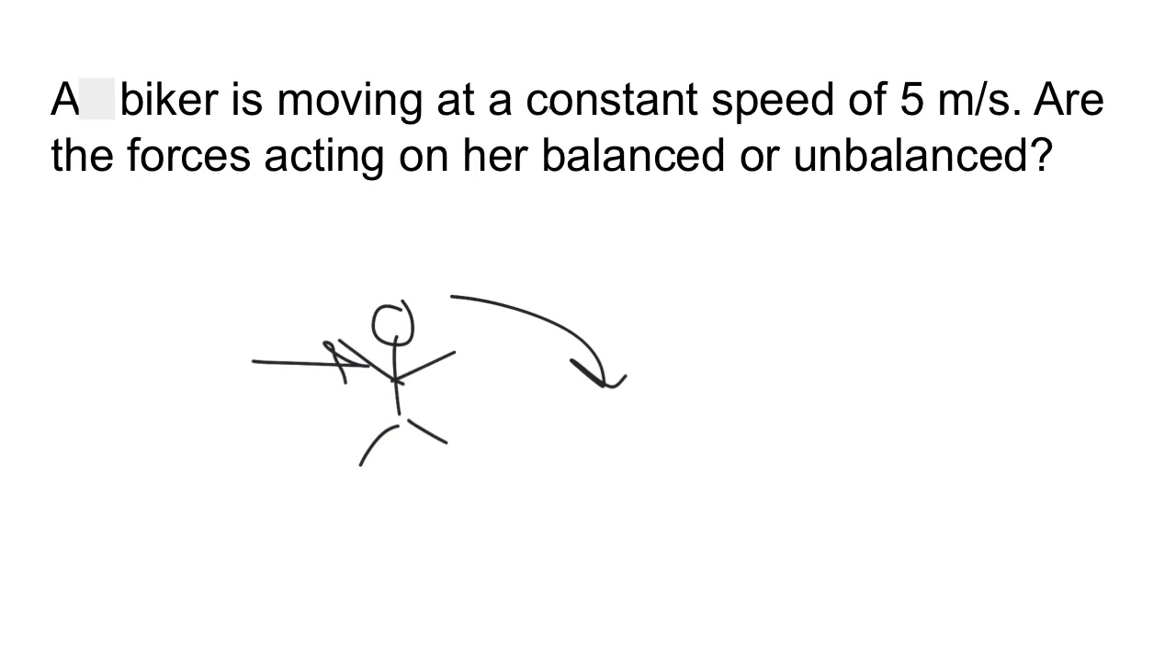That's what forces do: if they're unbalanced, they accelerate the object. But since this biker is moving at a constant speed, her speed's not changing at all. And so we would know that the forces acting on her are balanced. And so that's how we would answer this problem here.